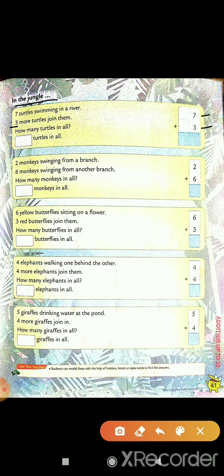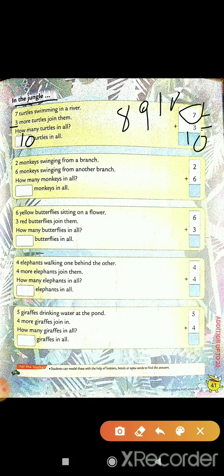So 7 plus 3, in this 7 is the bigger number. And you have to add 3. So you will count forward 3 times. So what comes after 7? 8, 9 and then 10. So 7 plus 3 is equals to 10. So how many turtles in all? 10 turtles. So you will write here 10.